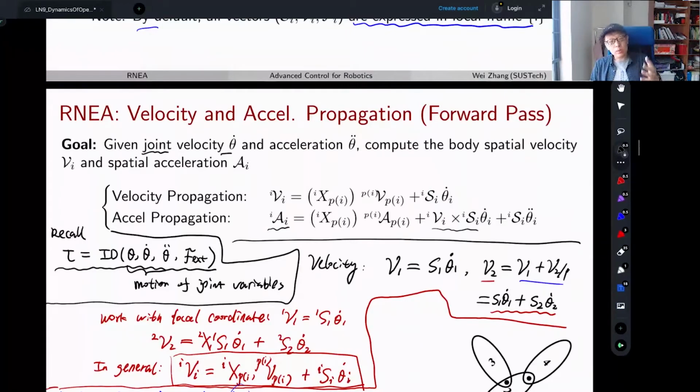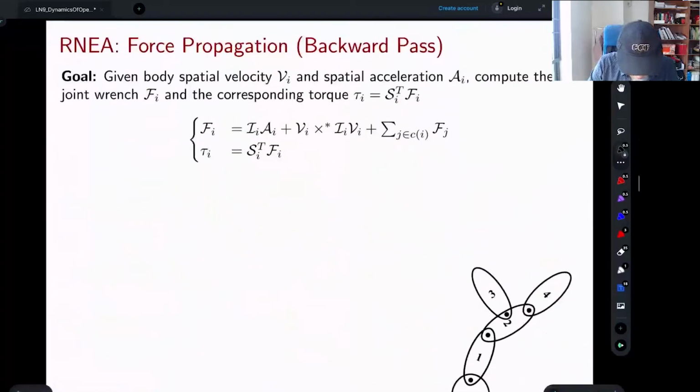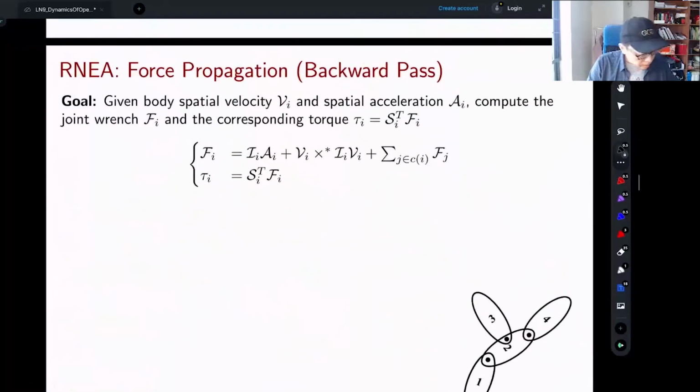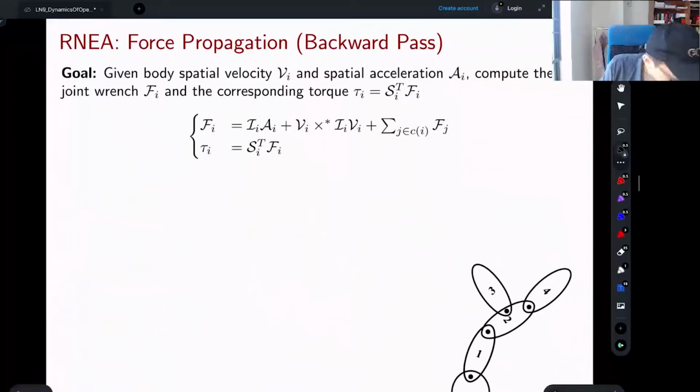Okay, and now we can use that motion, the acceleration, to compute the forces, because its body is a single rigid body. We can just use the Newton-Euler equation to find out what forces can be used to generate this motion. Okay, so this part, I may not follow that formula. Let's use an example.